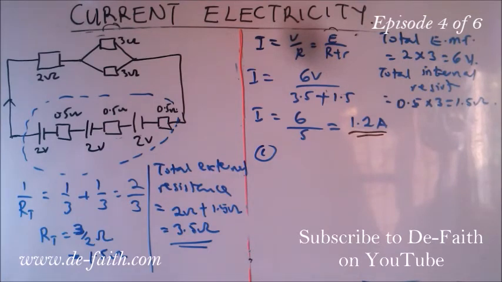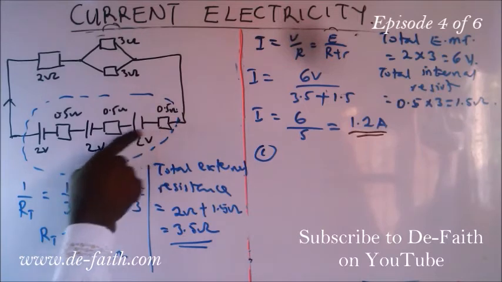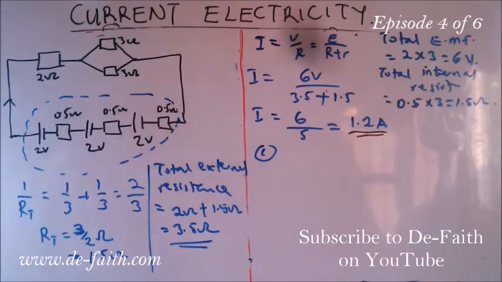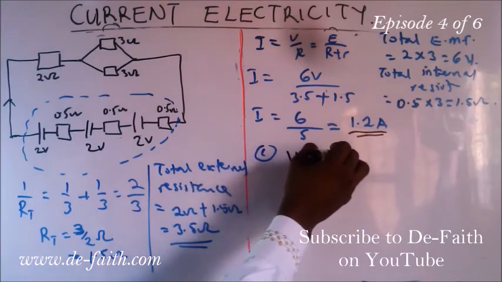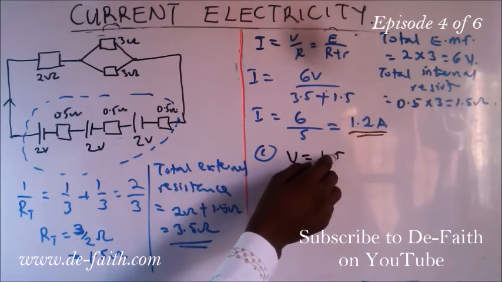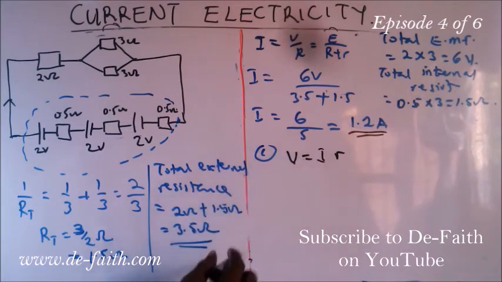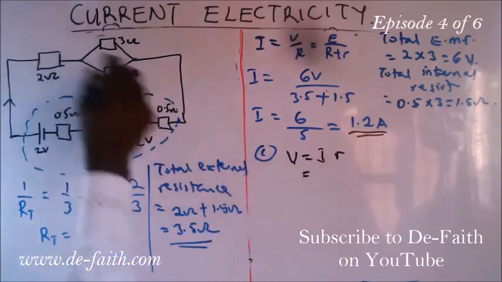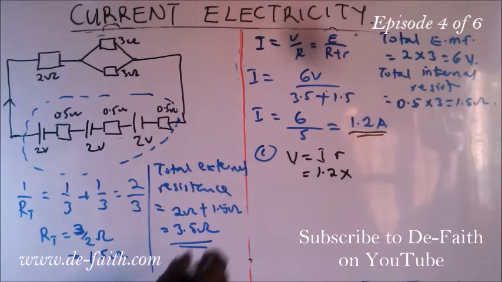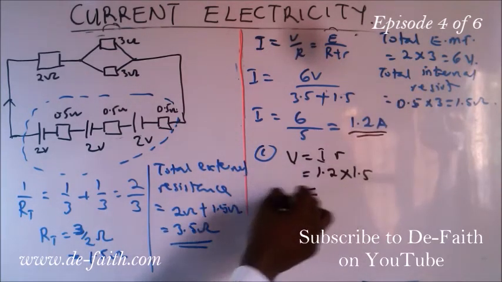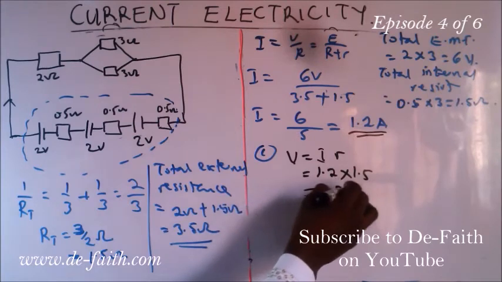Now there are two methods of finding the lost volts in the battery. Let's look at the first method. The first method is that the lost volt is a result of the internal resistor. To get the lost volts, we know that voltage equals I times R. The R is the internal resistance and I here is the current. The volts is what we are looking for, the lost volts, and the current flowing in this circuit is 1.2. So 1.2 times the internal resistance, which is 1.5. When we multiply these two, that gives us 1.8 volts.